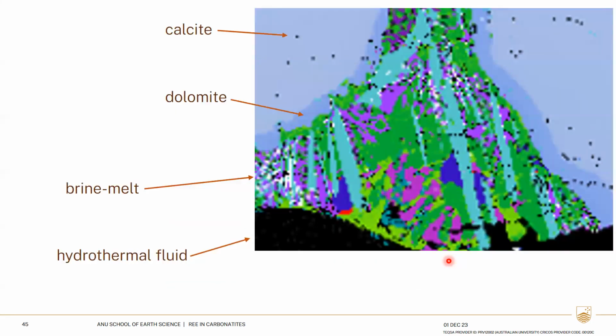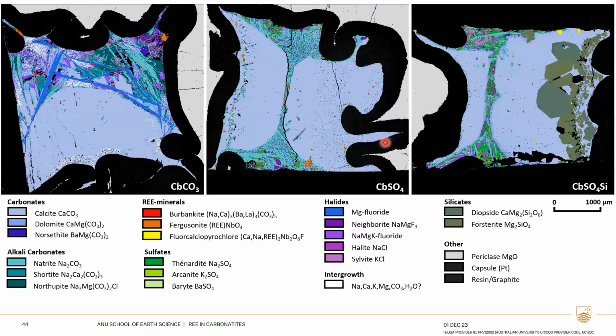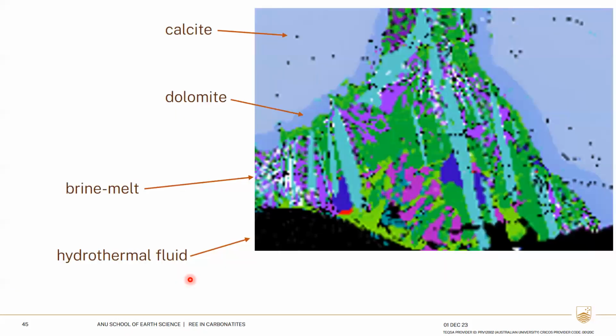Okay, so what do we have? Same sequence as before. We have calcite. This is a bit of dolomite. And then we have this mess here, which is, can you just go back to the legend? It's a whole range of sodium, potassium, sulfates, carbonates, chlorides, fluorides. This is the brine-melt, okay? Now, we also have a hydrothermal fluid, and there's nothing else. Those crystals here, we're going into a bubble, and there's nothing in the bubble, okay?